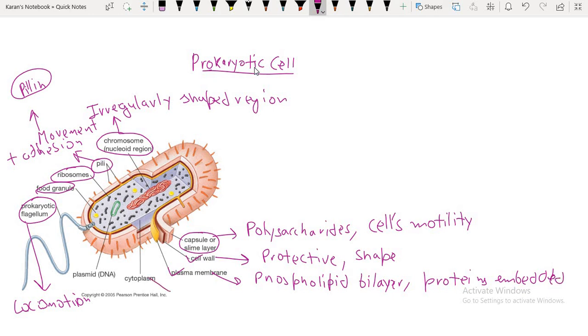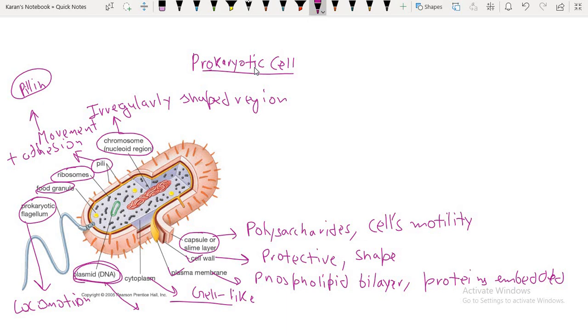Then we can see the cytoplasm. We have already seen this cytoplasm. It is actually a gel-like material where all the activities occur. That is why it is the main arena of cellular activities. The most important thing in this is the plasmid DNA, which was not in the earlier cell because it was a eukaryotic cell. Here we are talking about the prokaryotic cell.